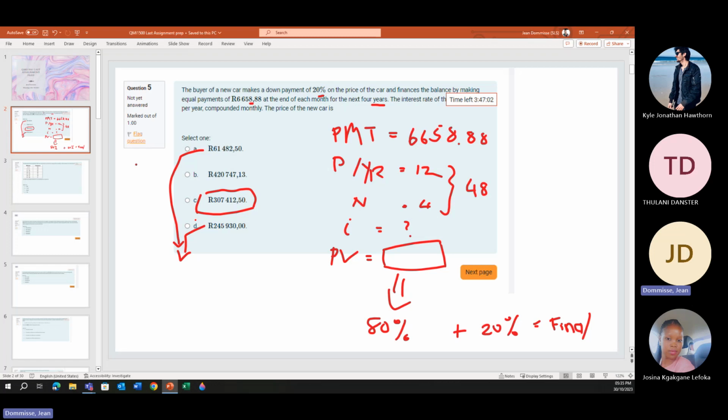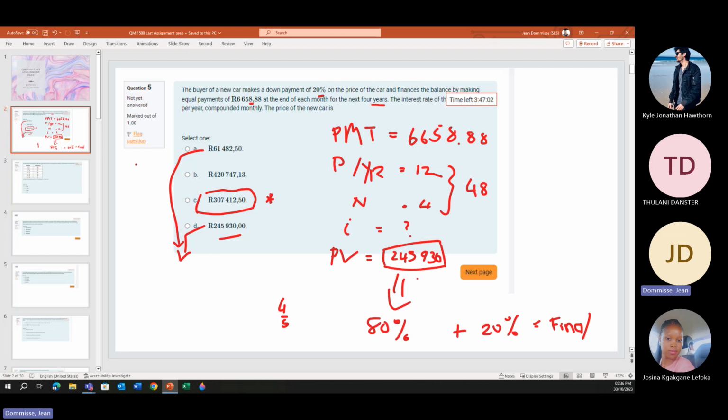I'm just quickly going to check. Yes. So let's say that was the full present value, 245,930. If you divide that by 4, you get your 4 years, and that is your fifth one, because you want that fifth component, so 4 over 5. If you add those together, you get C as the answer.